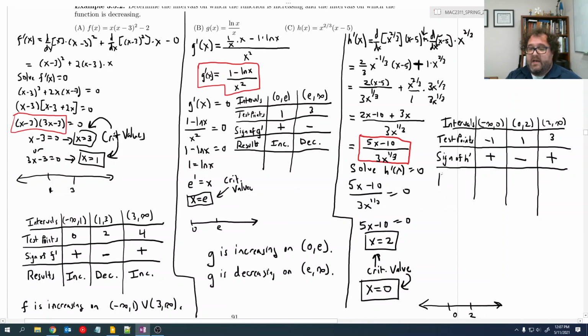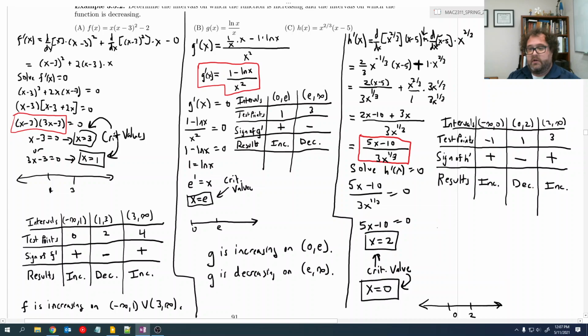Okay. Once we have our sign behavior, we know that where the derivative was positive, the original function is increasing. Where it was negative, it's decreasing. And where it's positive, we are increasing again. And so now we have our intervals of increase and decrease.